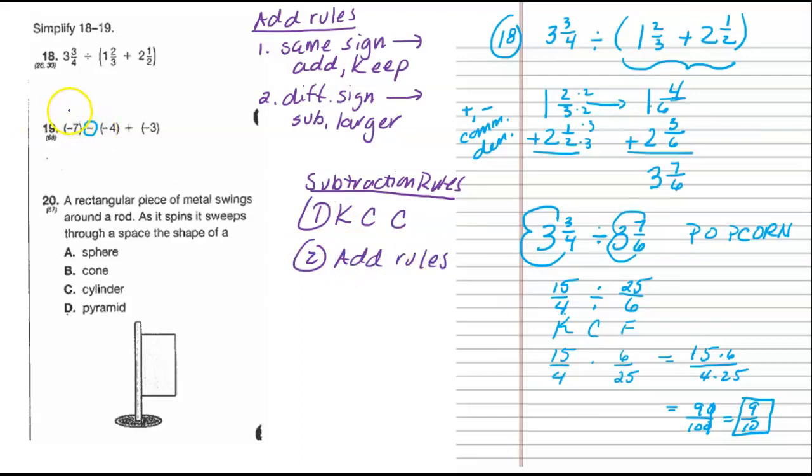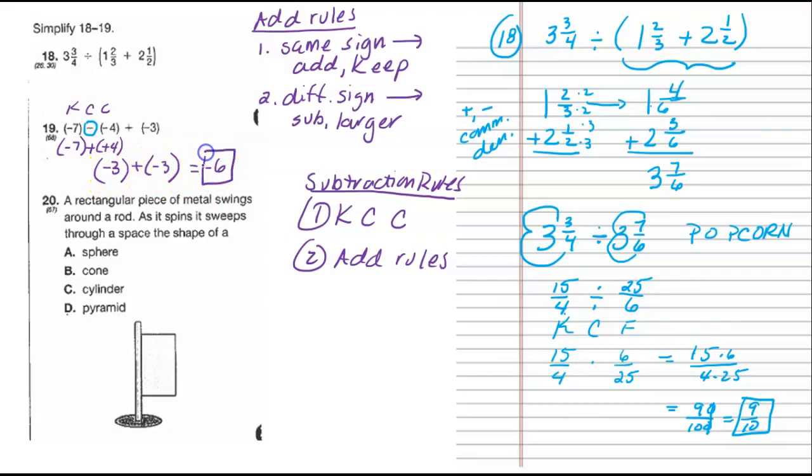Okay, so here I have a keep, change. So this is -7 plus a +4. That's going to give me, since they're opposite signs, 7 minus 4 is 3. I take the sign of the larger, and then I'm going to bring this down. So this is addition. We have the same sign, so I add 3 plus 3 is 6, and I keep the sign.